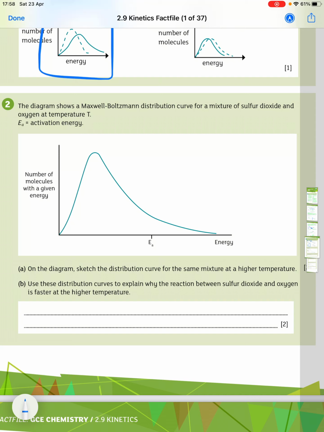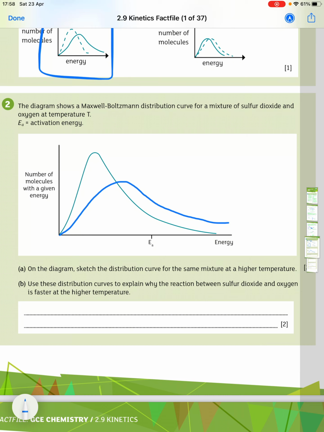Number 2, the diagram shows a Maxwell-Boltzmann distribution curve for a mixture of sulfur dioxide and oxygen at temperature T. EA is the activation energy. On the diagram, sketch the distribution curve for the same reaction at a higher temperature. So we're looking for the peak to be to the right and slightly lower.